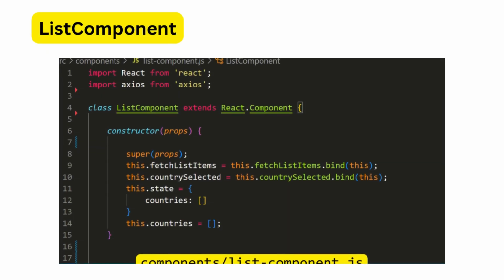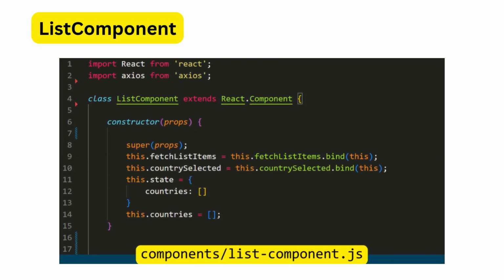Now we want to create our list component. The purpose of the list component is just to display the countries fetched from the external service on the front end. Create a new file called listcomponent.js. Add the code shown on the screen. The code is simple. First, we import React and Axios. Next, we initialize the component.